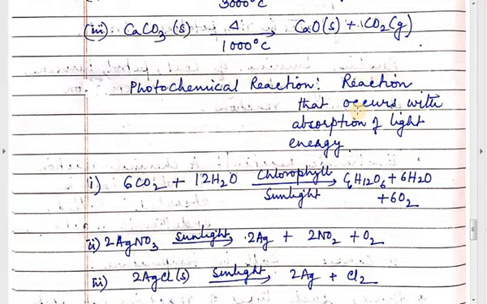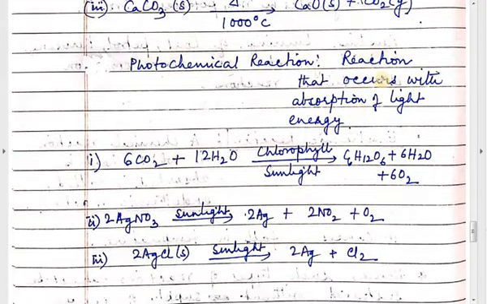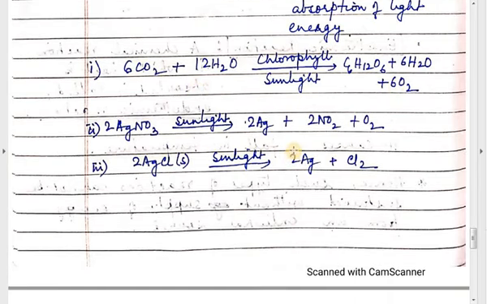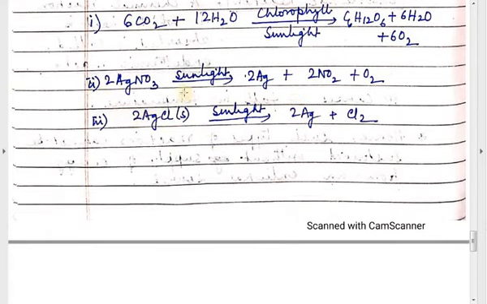Now the photochemical reaction is the reaction which occurs with absorption of light energy. A very famous equation known to you is the photosynthesis reaction. Other reactions are also shown in previous sections that you can refer to. Silver nitrate gives you silver, nitrogen dioxide and oxygen. This is silver in color, this is brown nitrogen dioxide gas, and this is oxygen. If there is silver chloride, then you have silver and greenish yellow chlorine gas.